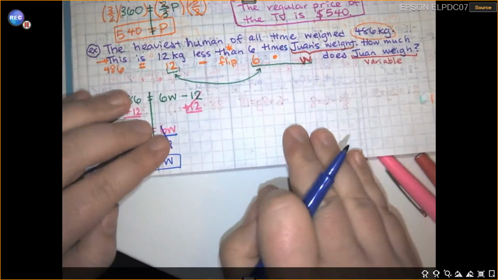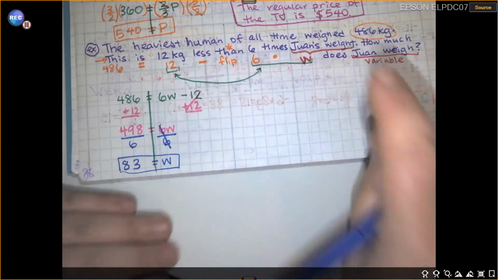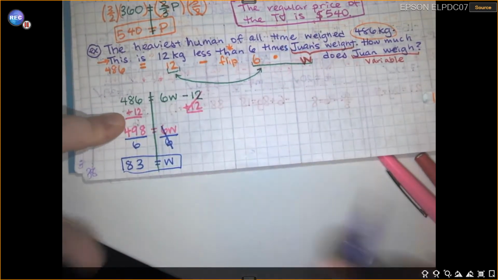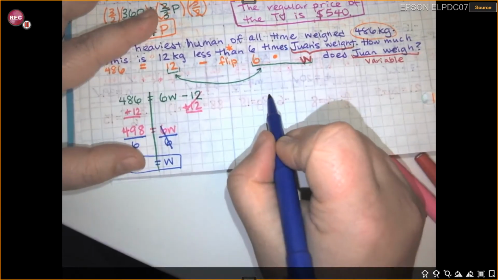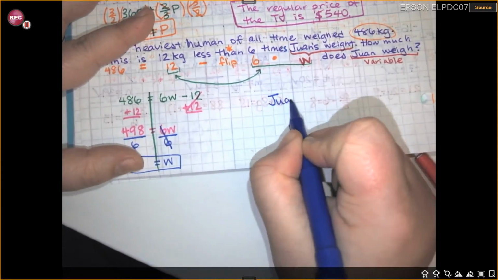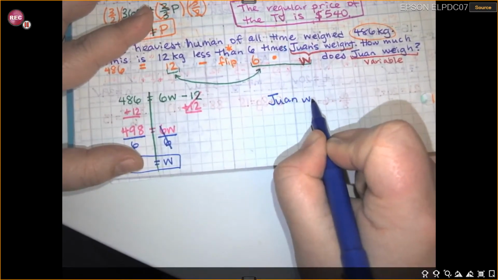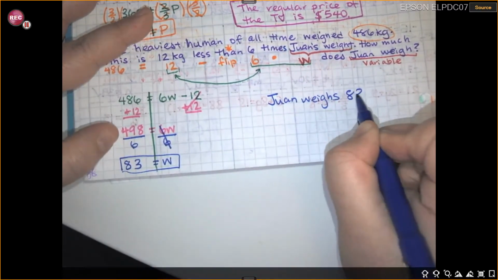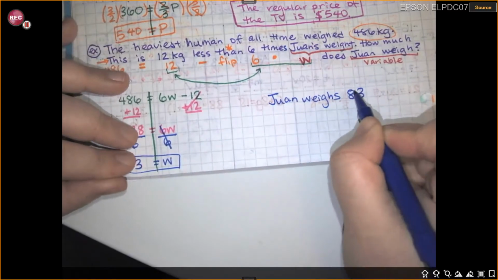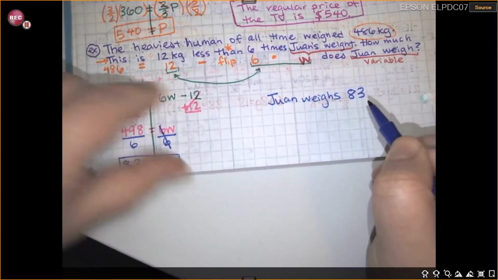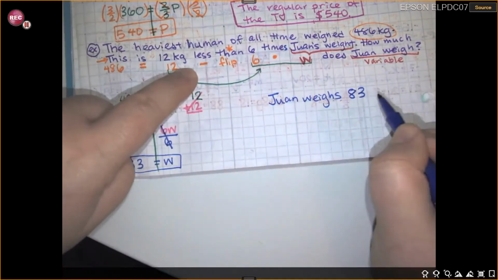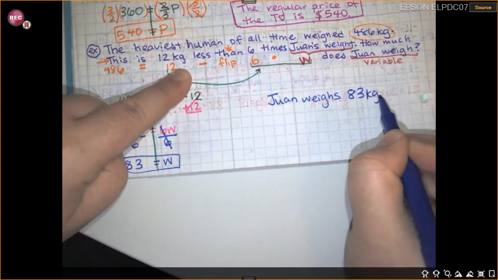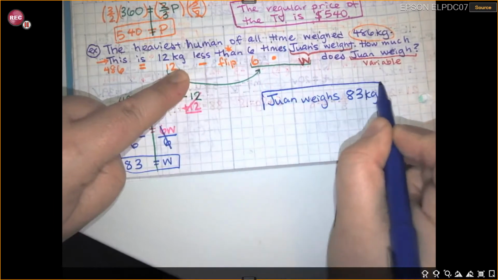But this was a question, and I need to answer that question. How much does Juan weigh? So I know that Juan weighs, and we don't just say 83, we need to put back the units, which was all in kilograms. Kilograms here, kilograms here. If you don't know that's kilograms, then just write the kg. No big deal. And there you go.